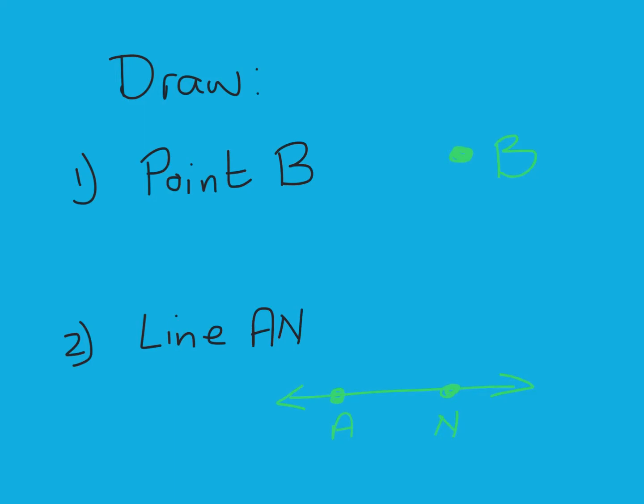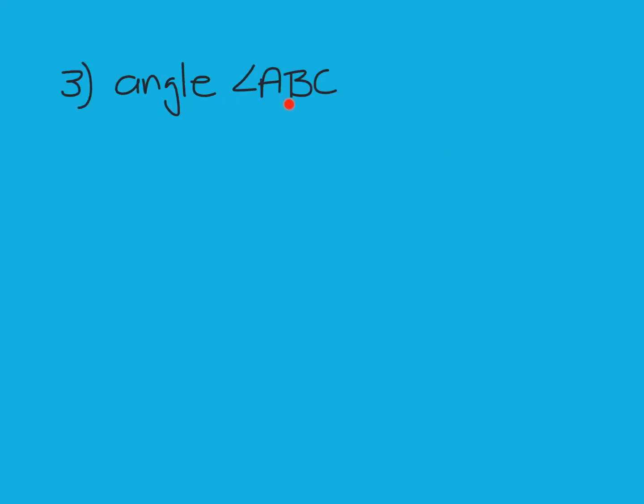Okay, next one is angle ABC. Put the video on pause and try that one. Well, that should look something like this. Okay, so we've got A, and because B is our vertex, that has to be B, and point C over there. That is angle A, B for our vertex, and C.